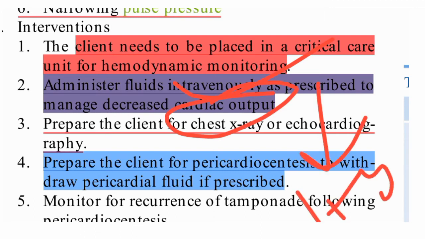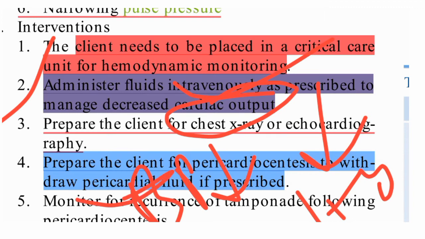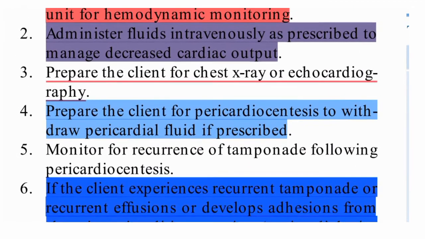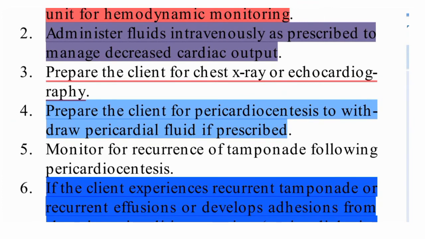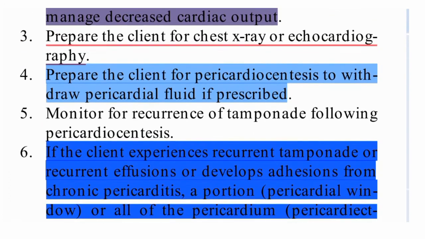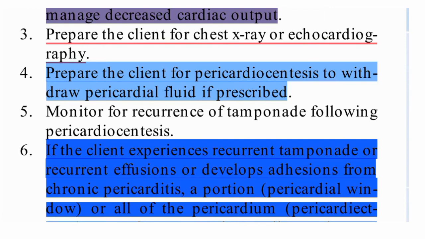Then BP will fall down. So BP is falling down means we need to administer the fluid. BP is falling down means that is the pulsus paradoxus condition. Prepare the client for the chest X-ray or echocardiography. So we need to prepare the client for the chest X-ray, or electrocardiography also we can do.